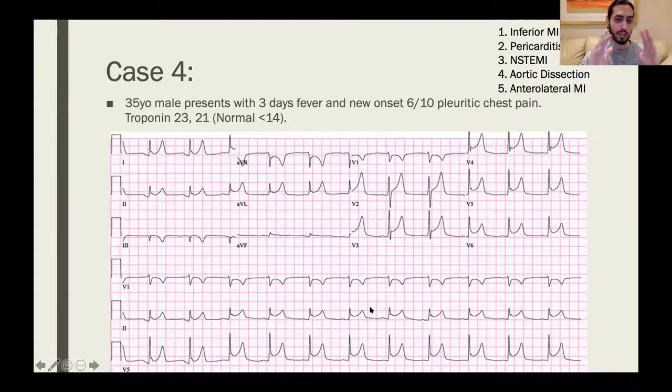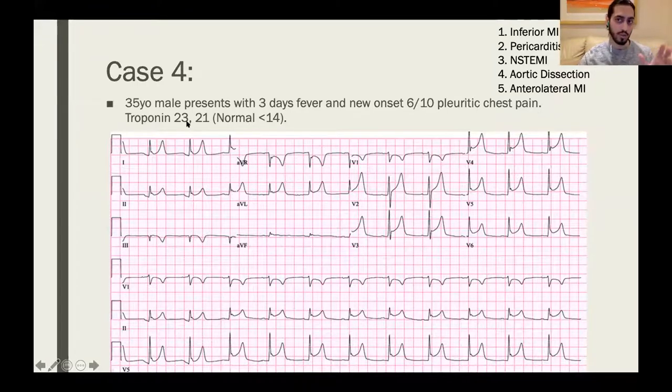Now, in order to differentiate those things, you've got to look at the history and what the patient's presented with. We have a young patient here who's come in with what looks like a viral prodrome. They've had a fever, which is not normally what you get with an MI. You usually come with central crushing chest pain, shortness of breath, very sudden onset. This person has 6 out of 10 pain, which is usually 10 out of 10 in an MI. Pleuritic, so it's worse when breathing in.